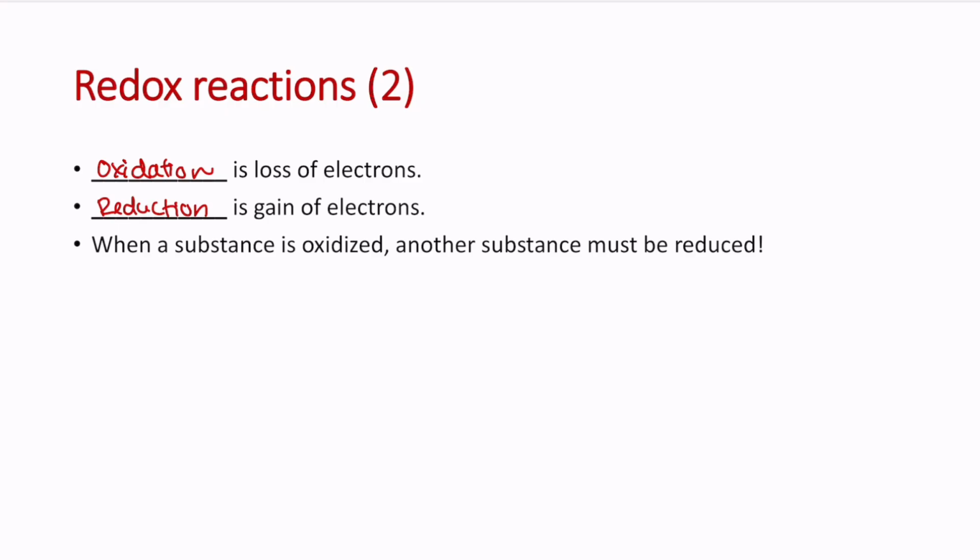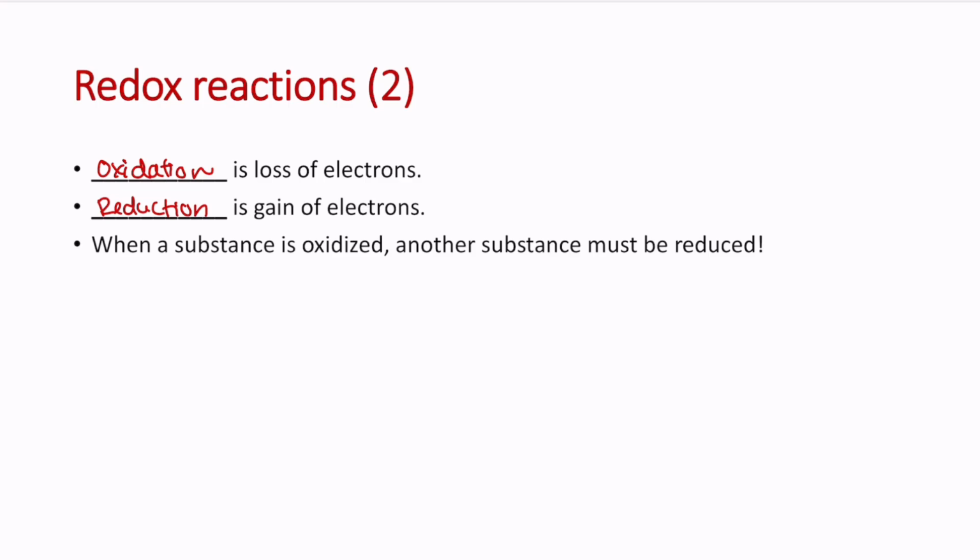And when something is oxidized, then the other substance has to be reduced. The electrons have to go from somewhere to somewhere else. You can't have oxidation happen by itself. You can't have reduction happen by itself. If something is being oxidized, it means it's losing its electrons. Those electrons have to go somewhere, so the other thing has to be reduced.